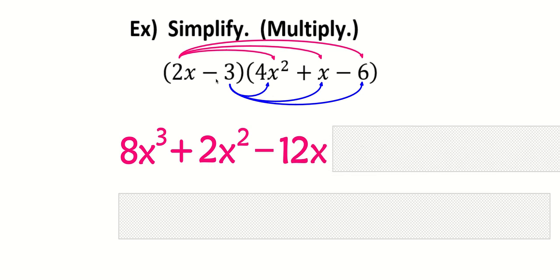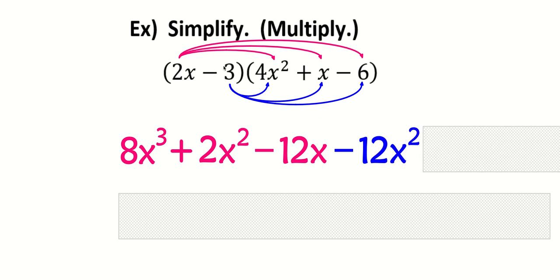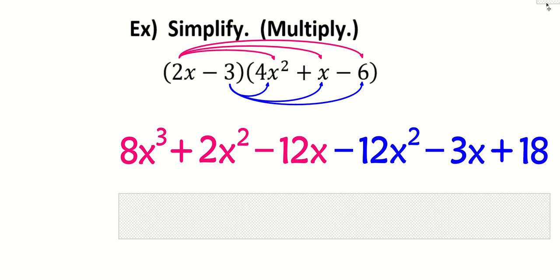Now it's time. Let's not waste any motion here. -3 is now going to get distributed. -3 times 4x squared is -12x squared. -3 times positive x is -3x. And -3 times -6 is positive 18. Whew! It's a lot of distributing. But just like before, what is the only thing left to do? Combine like terms.